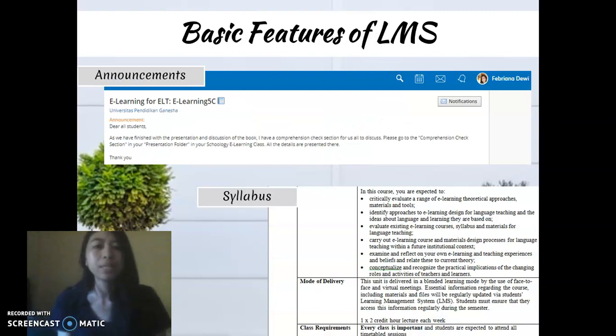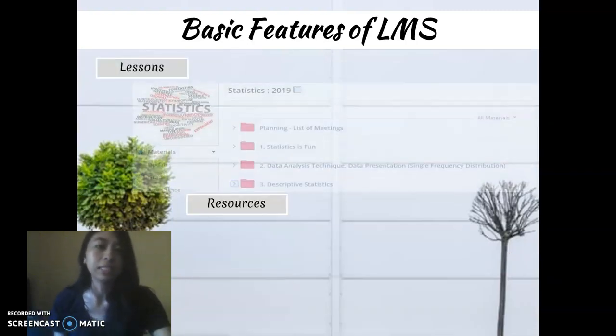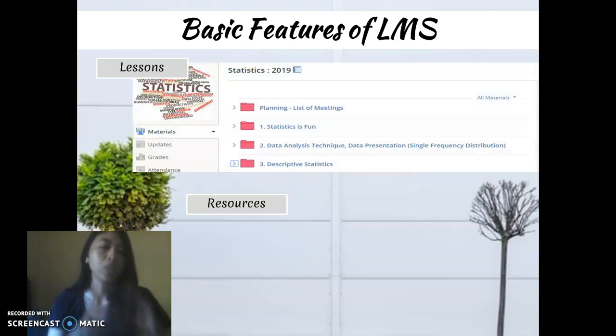And next is the basic features of LMS. The first one is announcement. Announcement is the feature where the teacher can share or communicate important information to the class. Next is syllabus. Syllabus here contains an overview about the requirements and a course outline. Next is lesson. Lesson here means the material that will be taught in one semester.